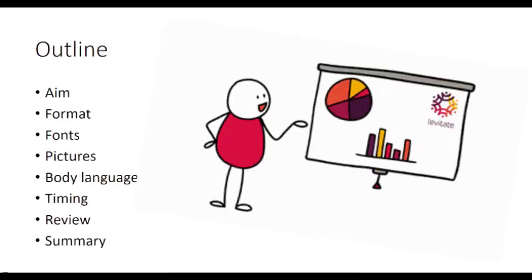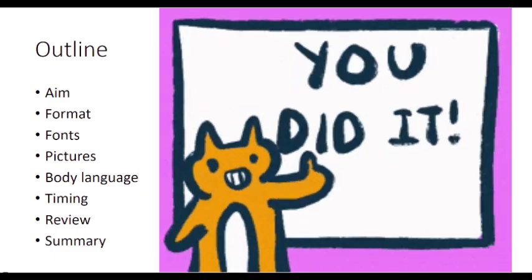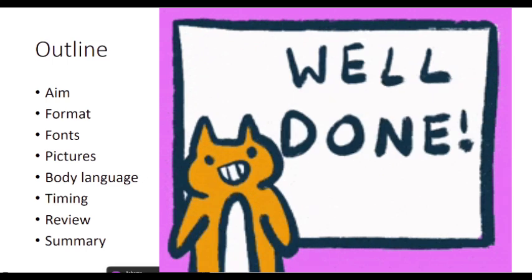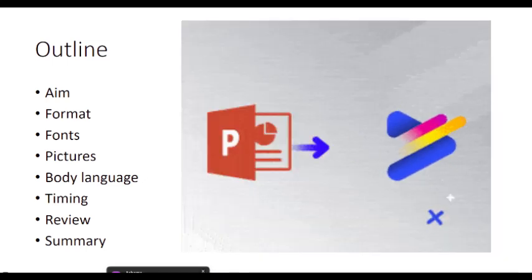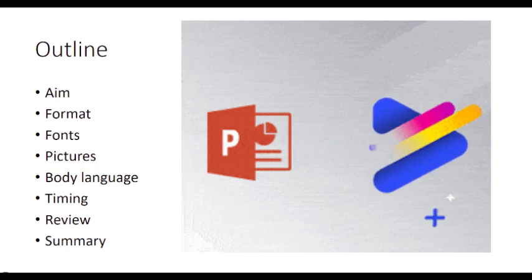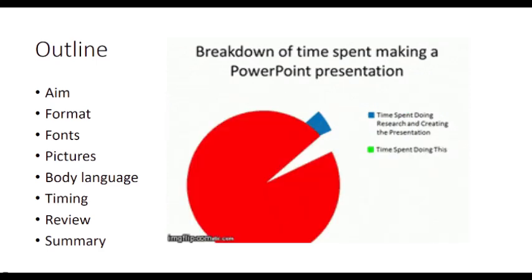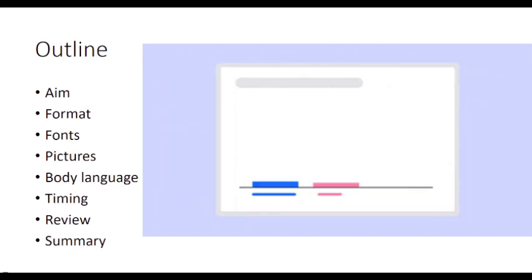Taking it under this outline. Why are we doing this topic? It says that when making a PowerPoint presentation we should pay attention to the format of the PowerPoint slides, the fonts used in typing, the use of pictures, our body language, the timing of the presentation, and then talk about the review of the presentation.